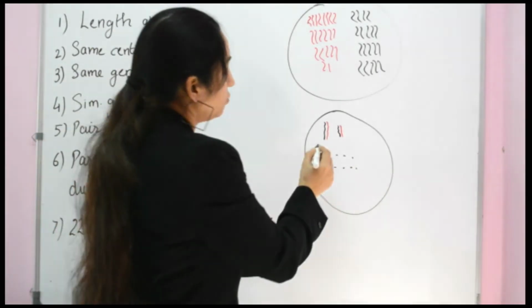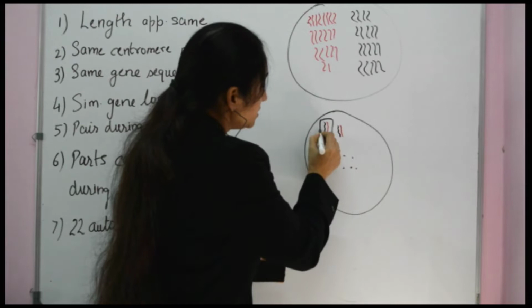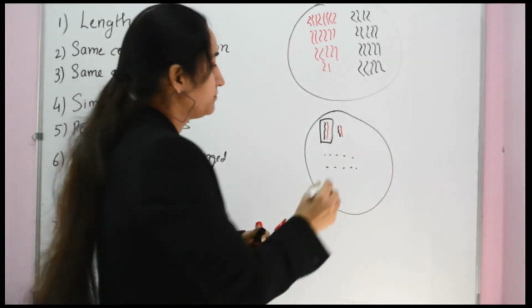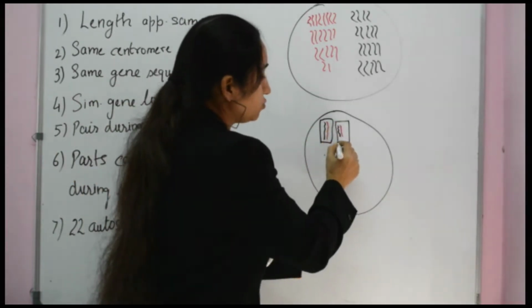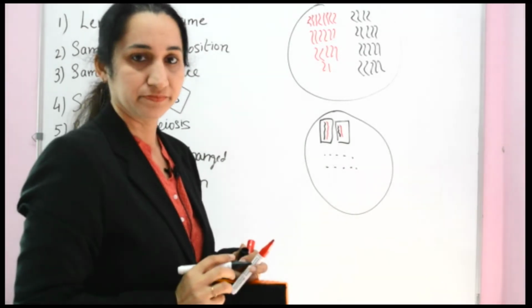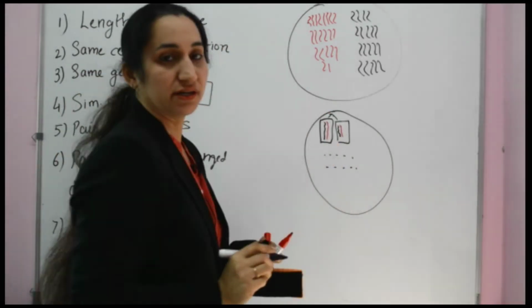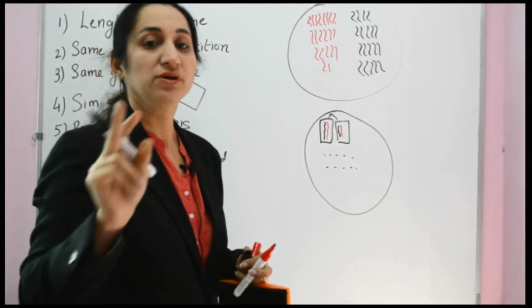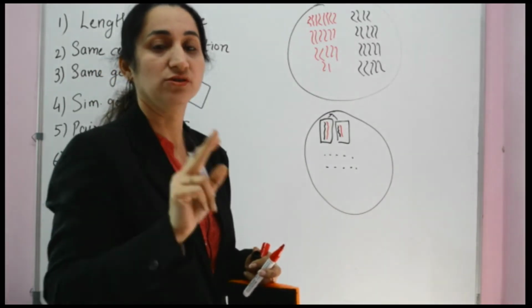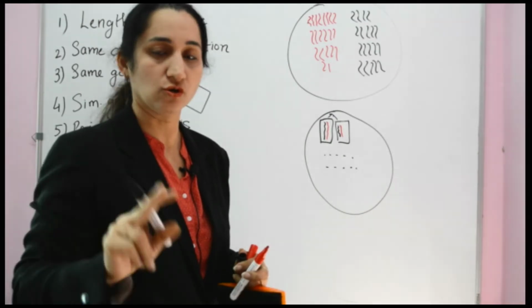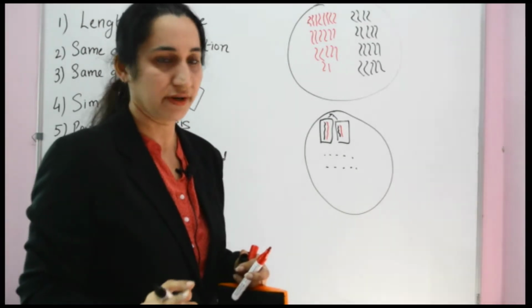Now this pair is known as a homologous pair. This pair is known as a homologous pair. But this and this, if they form a pair, then they will not be homologous to each other. They will be non-homologous chromosomes, or a non-homologous pair of chromosomes, right?